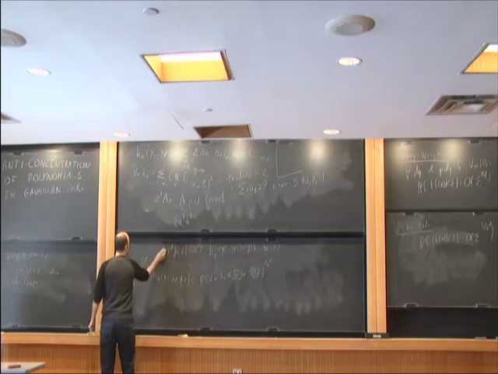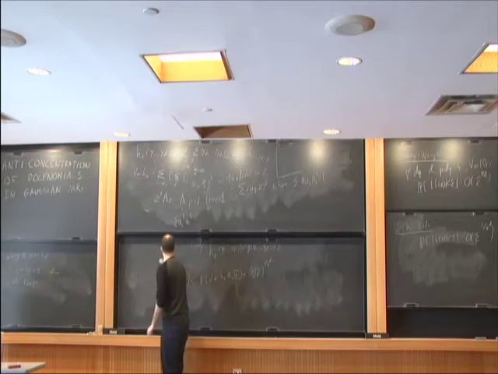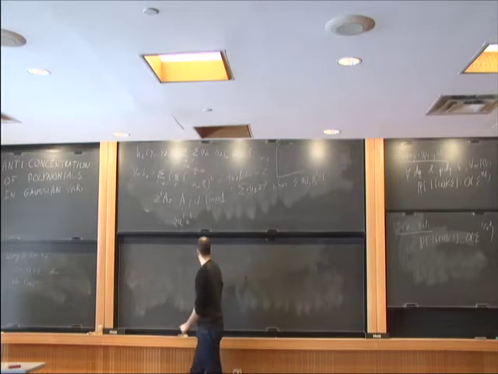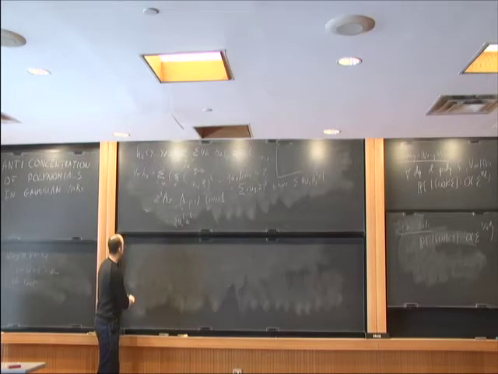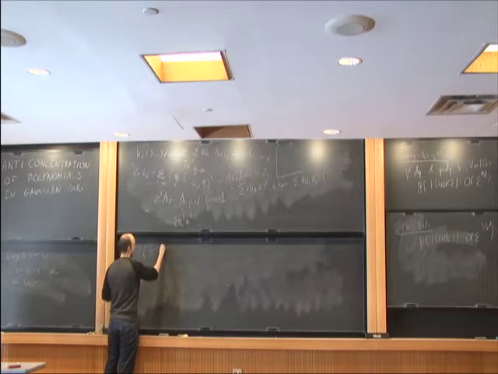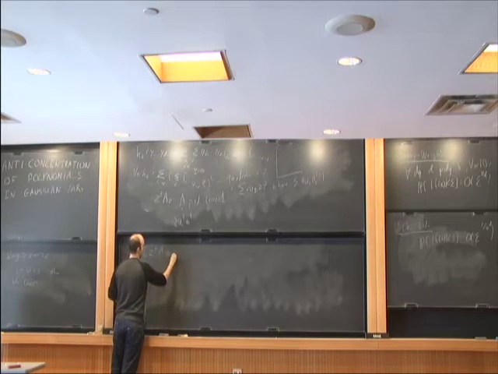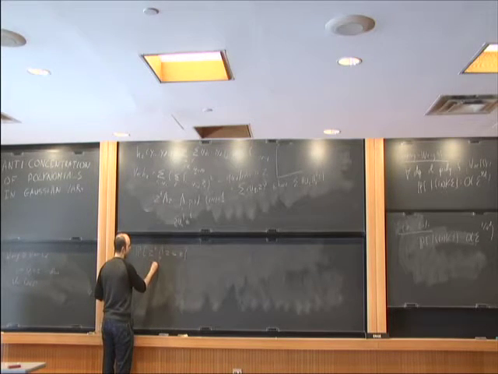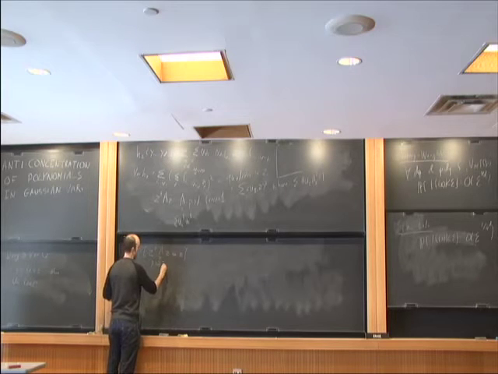So again, what we're asking is, what's the probability that Z transpose AZ is at most, let's say, epsilon, where A is a positive semi-definite matrix and has trace 1?